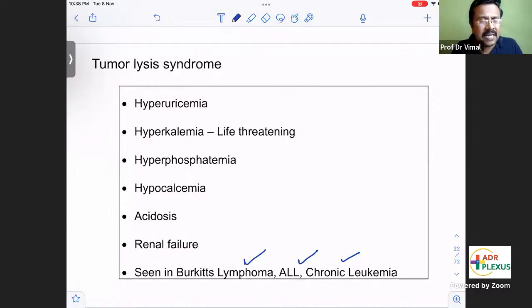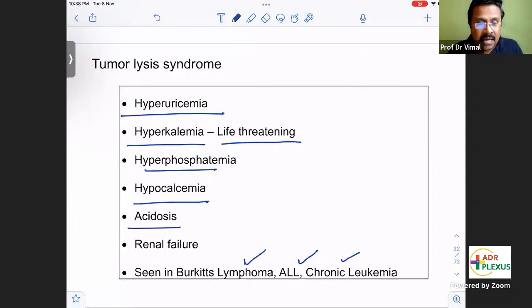When the tumor cells are killed at a single point of time, all the tumor cells will be lysed, and immediately there will be release of more uric acid from the nuclear material. So there will be hyperuricemia. These patients will be having hyperkalemia, which can be life-threatening, hyperphosphatemia, hypocalcemia, acidosis, and renal failure. So please remember, one of the commonest conditions in which tumor lysis syndrome can occur is Burkitt's lymphoma, ALL, and chronic leukemia. Hyperphosphatemia, hypocalcemia, acidosis, hyperkalemia. Please remember this.